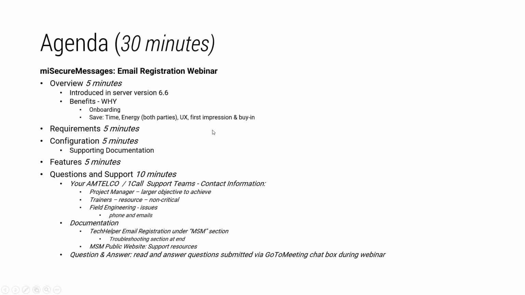We will run through requirements, configuration and the supporting documentation, the features of the email registration feature, questions and support. So who you can contact if you're trying to implement this for your organization and you're running into issues. Where do you turn? What documentation do we have readily available? And then at the end, if there were any questions submitted via the GoToMeeting chat box during the webinar, as Gloria referenced, we will cover those at the end as well.